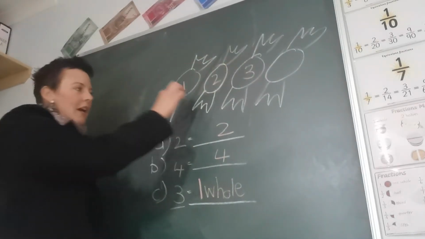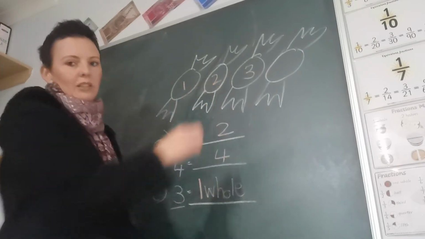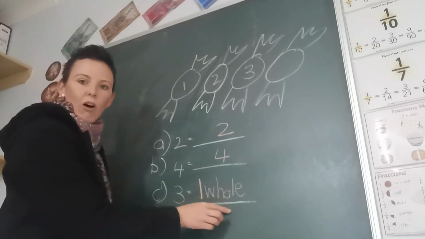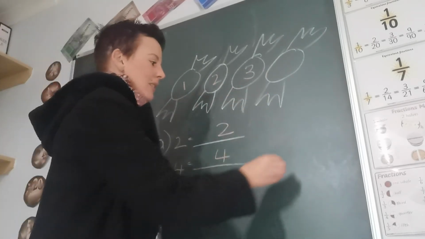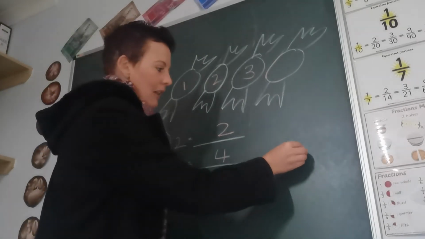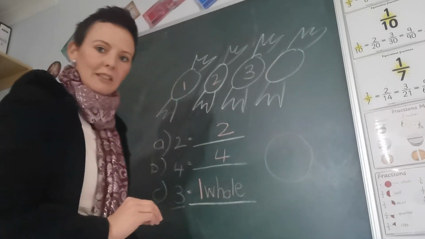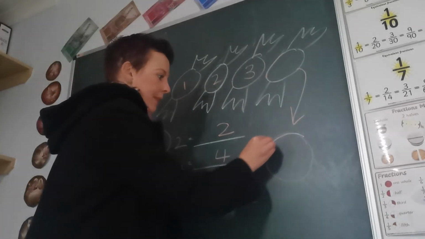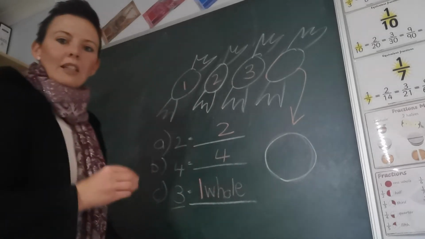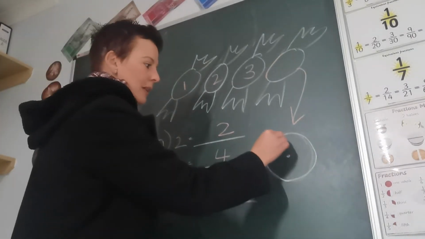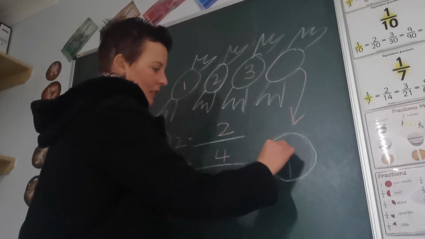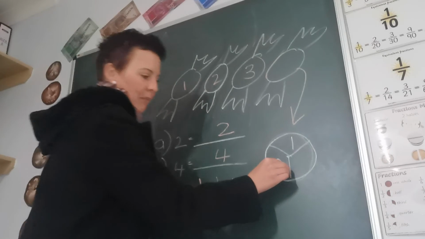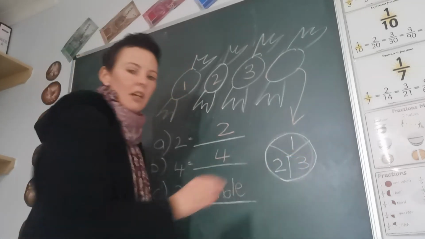Friend number 1 gets 1 sweet. Friend number 2 gets 1 sweet. Friend number 3 gets 1 sweet. So they each get 1 whole sweet. Then there is 1 sweet left. Let me show you here at the bottom nicely what you can do with that 1 sweet. This is the 1 sweet that is left. There is 3 friends, so you have to divide that 1 sweet between 3 friends. Then this is for friend number 1, that's for friend number 2, that's for friend number 3.